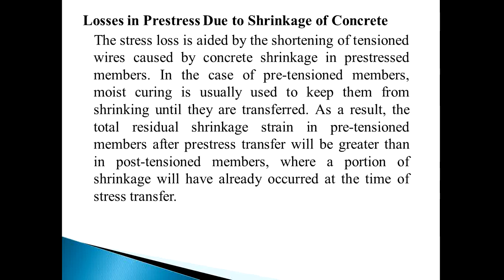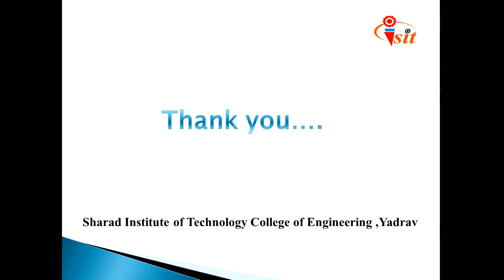The stress loss is caused by the shortening of the tensioned wire due to the concrete shrinkage in the pre-stressed member. In the case of the pre-tensioning member, moist curing is usually used to keep them from shrinking until they are transferred. As a result, the total residual shrinkage strain in the pre-tensioned member after pre-stress transfer will be greater than in the post-tensioned member, where a portion of the shrinkage will have already occurred at the time of the stress transfer.